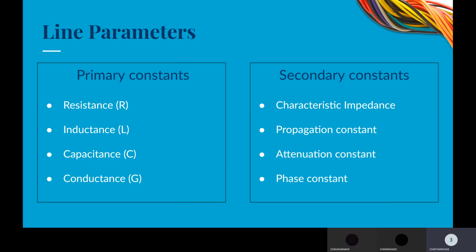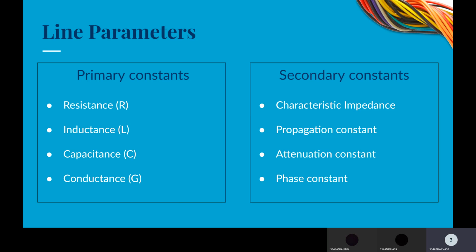A resistance R is defined as the loop resistance per unit length and has unit ohm per kilometer. Inductance is defined as loop inductance per unit length and is the sum of inductance of both lines. Capacitance is defined as shunt capacitance between two conductors per unit length and is measured in farad per kilometer. Conductance is defined as shunt conductance between two conductors per unit length and its unit is mhos per kilometer.